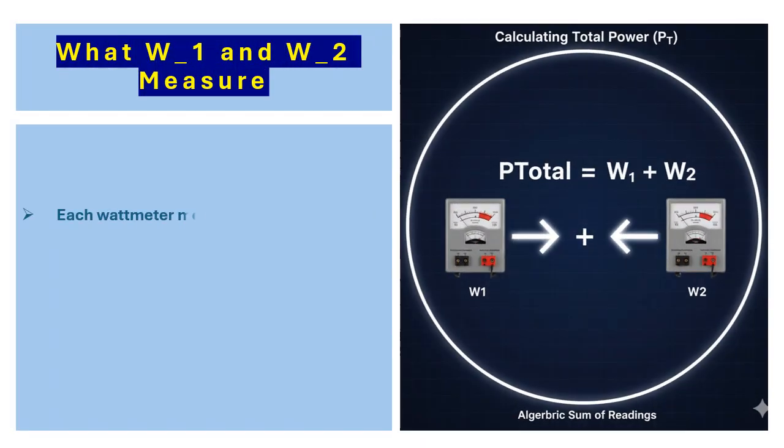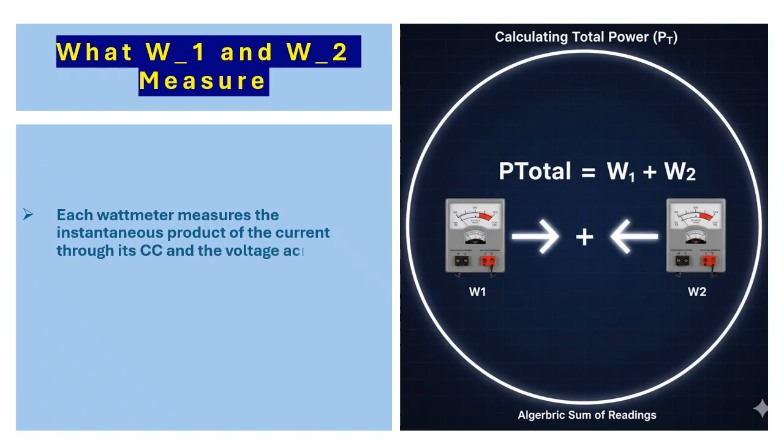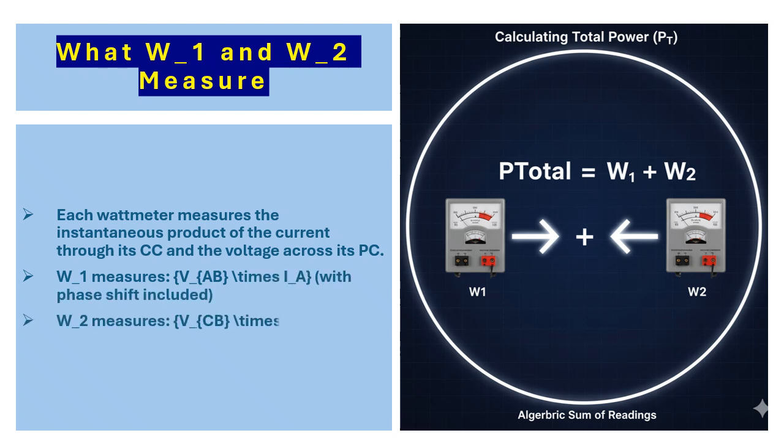What do W_1 and W_2 measure? Each wattmeter measures the instantaneous product of the current through its CC and the voltage across its PC. W_1 measures V_AB * I_A with phase shift included. W_2 measures V_CB * I_C with phase shift included.